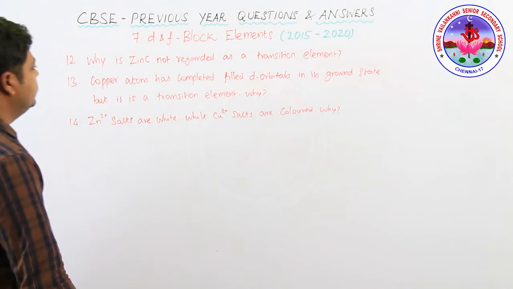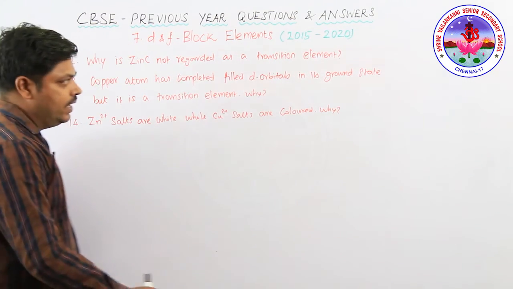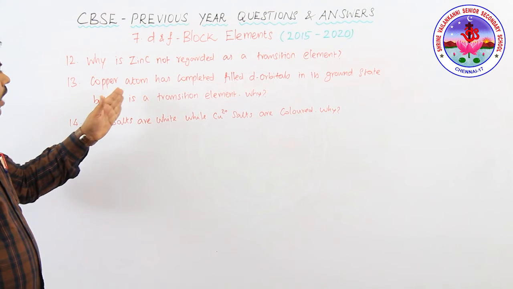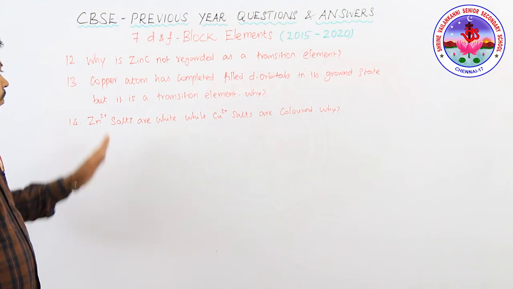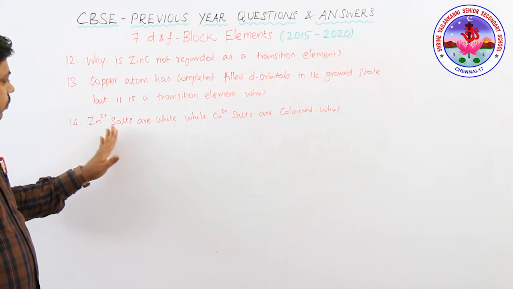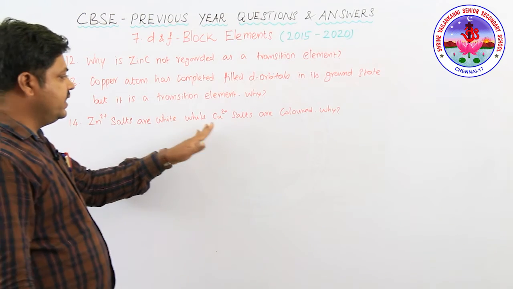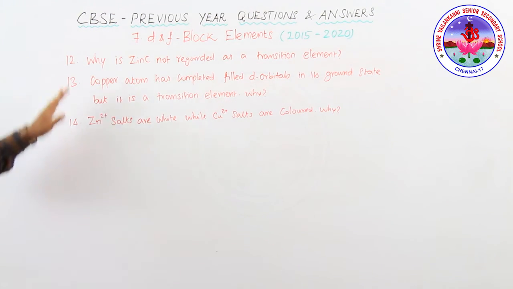See, the next question is, why is zinc not regarded as a transition element? Then the copper atom has completely filled d orbitals in the ground state, but it is a transition element. Why? Then zinc 2 plus salts are white while Cu2 plus salts are colored. Why? What is the reason? The first question, we'll see the answer.